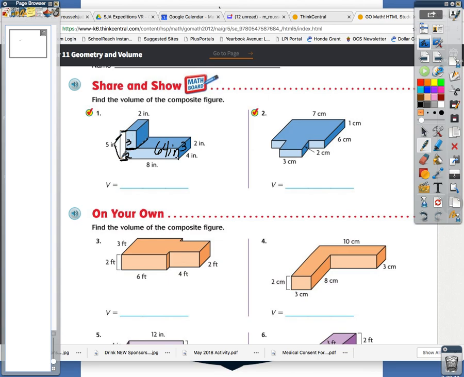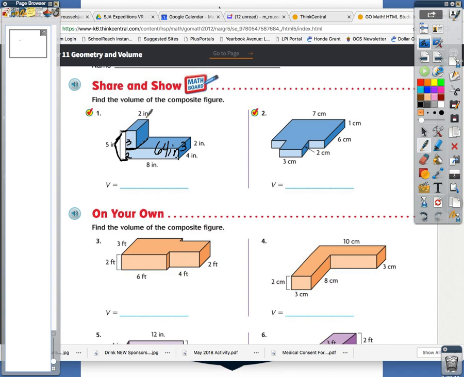So 5 was the length of this entire height. 2 was the height of the bottom prism. We knew that from this piece of information over here. We can translate it to here. And 2 plus 3 gives us 5, so we know the height of this prism on top would have to be 3.